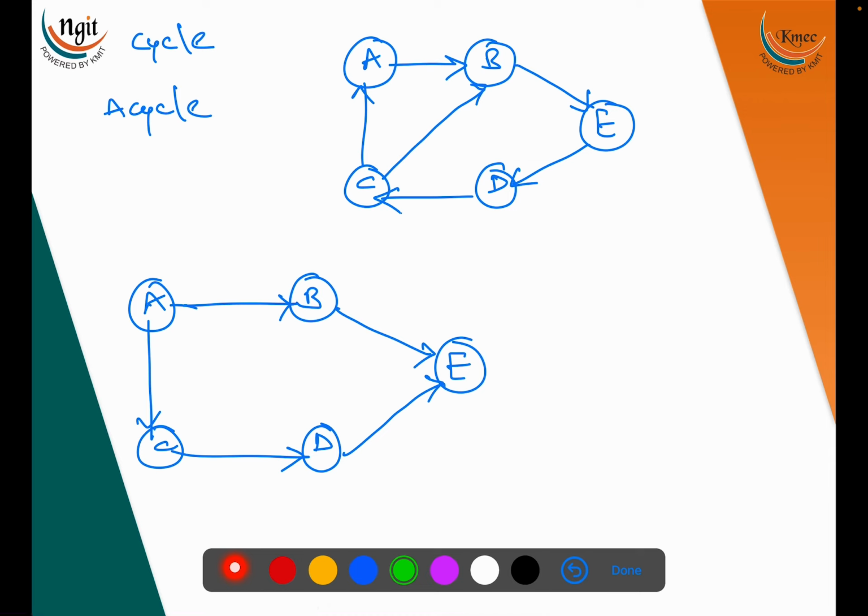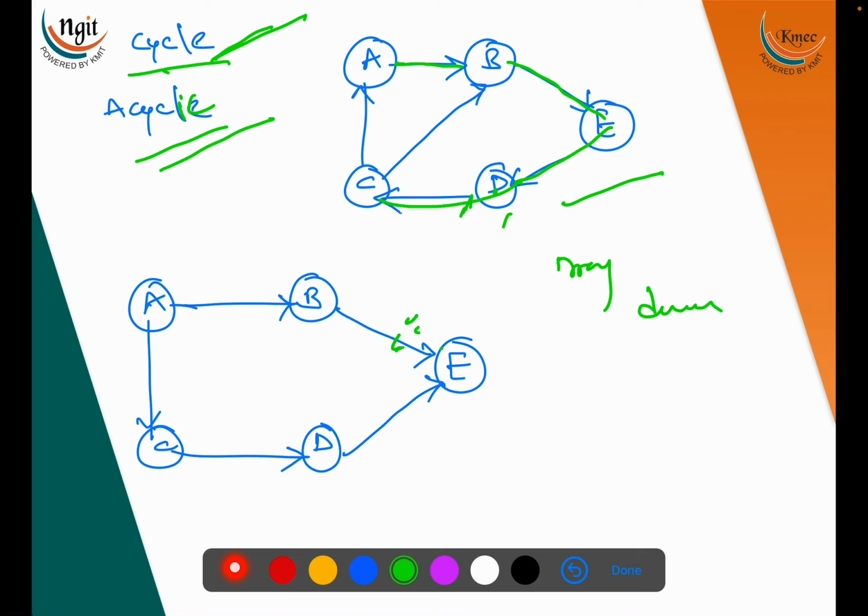A digraph can be drawn in 2 ways: a cyclic graph and an acyclic graph. Now what do you mean by a cyclic graph? Both are directed graphs, but a cyclic graph will have a cycle. Cycle means there should be a direction from one vertex, it has to go to other vertices, and it should come back to the same vertex. Then it forms a cycle, right? So it is a cyclic graph.